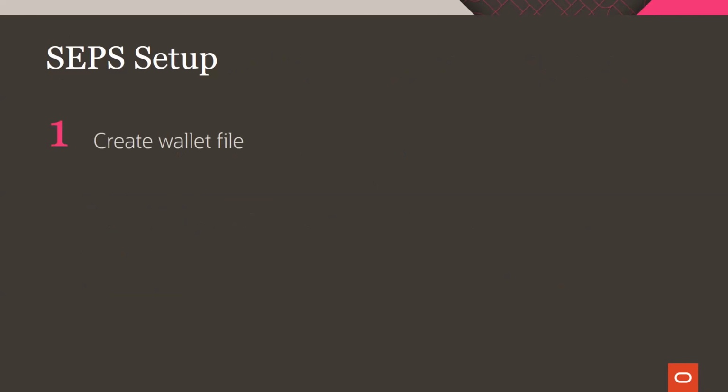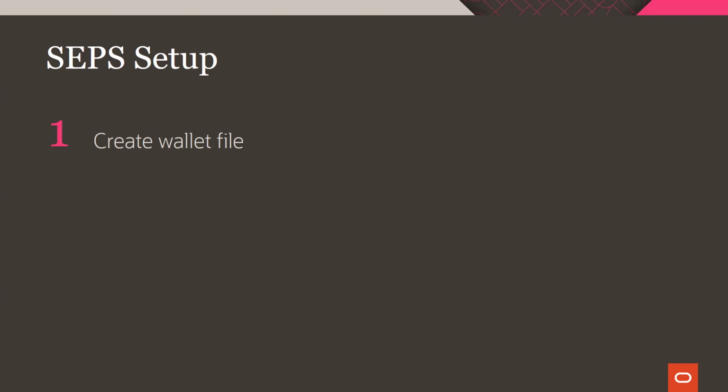So how do you set this up? First thing you want to do is create this wallet file, and this wallet file is an auto login wallet, something like the cwallet.sso file. If you've ever used the Oracle Autonomous Database, you'll know what this SSO file is, because you'll get a cwallet.sso, which is essentially just this external wallet that you have.